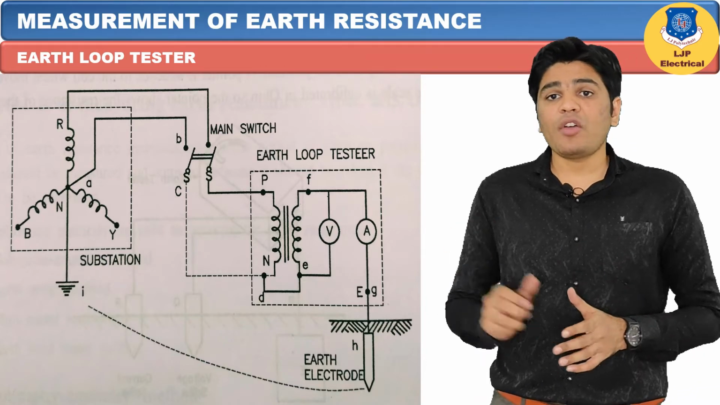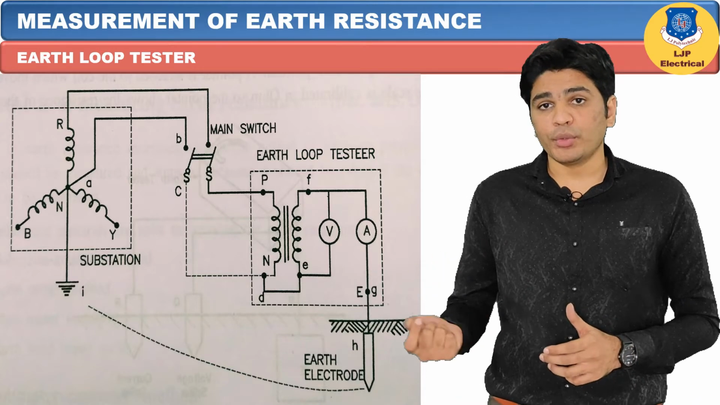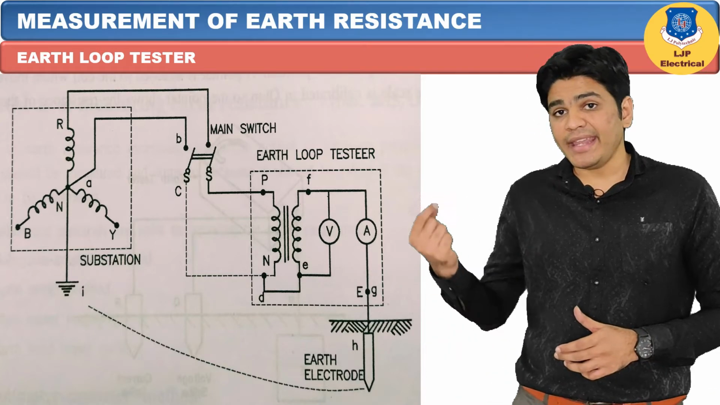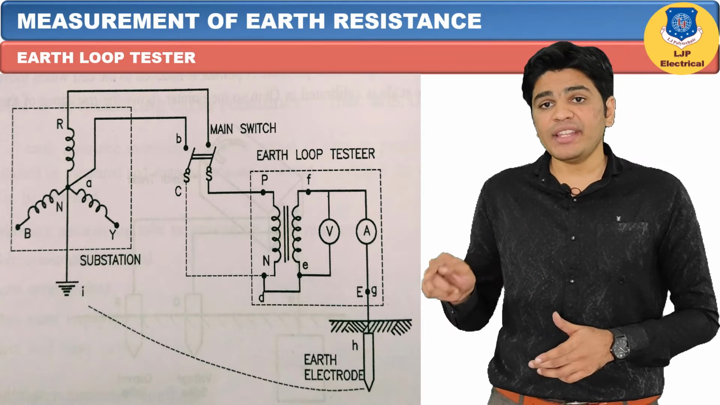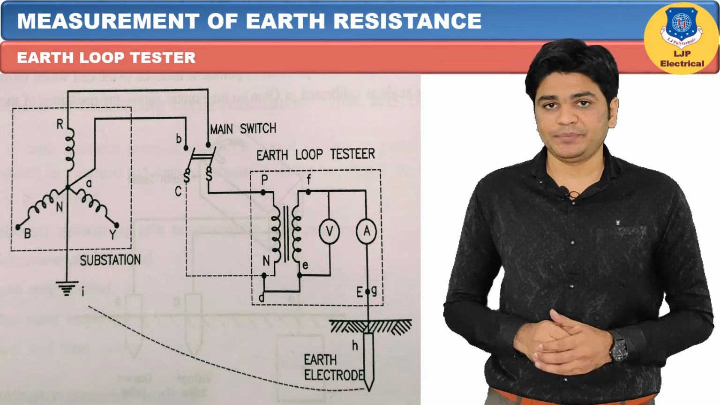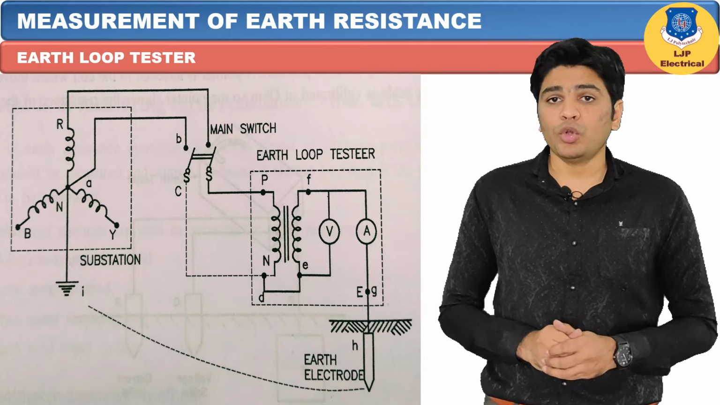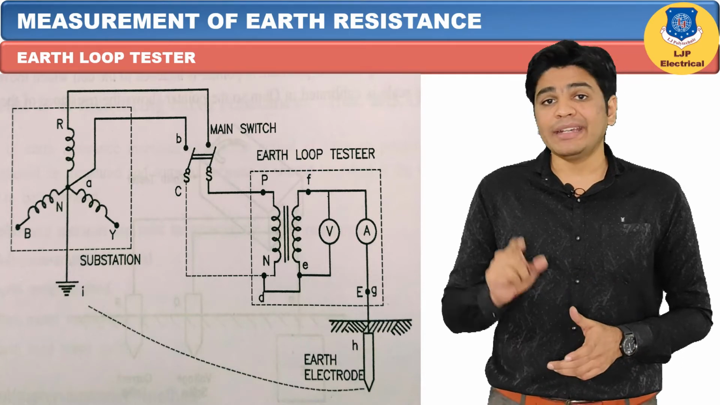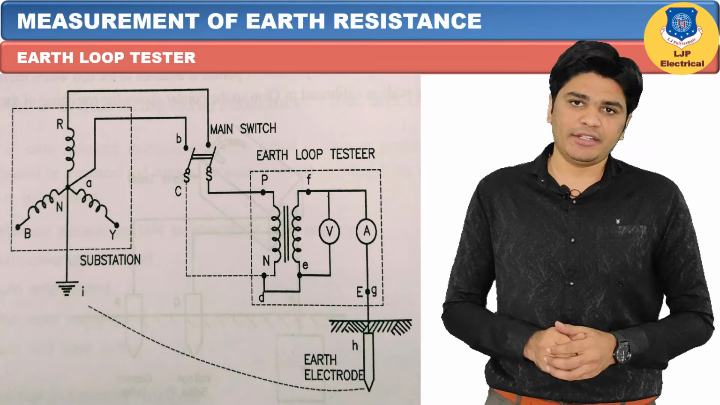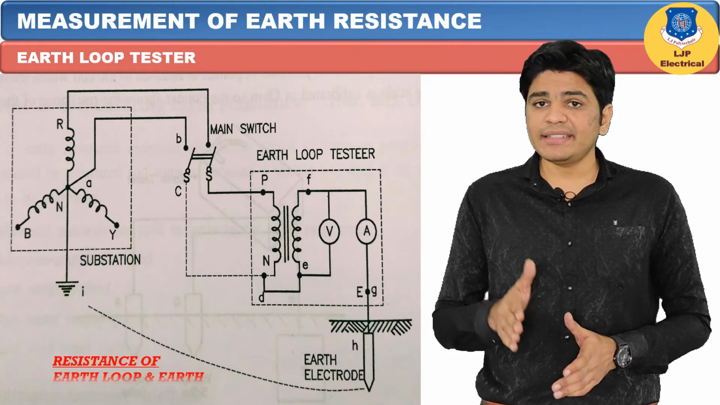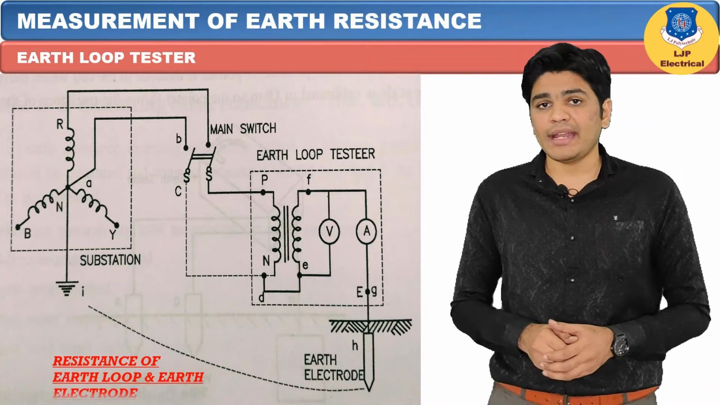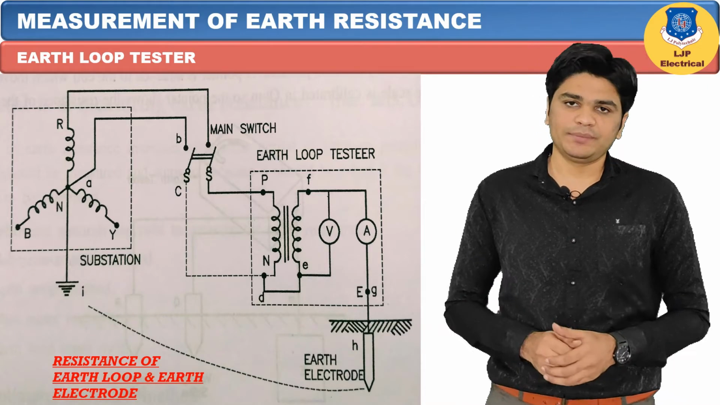Thus, the circuit of the earth loop is completed through the path A, B, C, D, E, F, G, H, I and again A. Resistance of the earth loop can be calculated from the reading of voltmeter and ammeter. It should be remembered that this is the resistance of the earth loop and of the earth electrode.